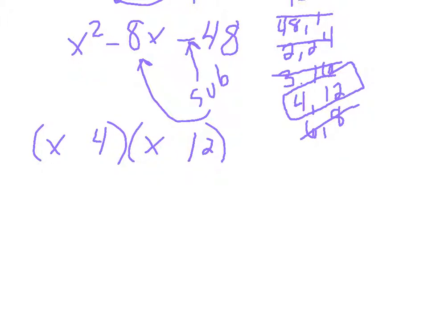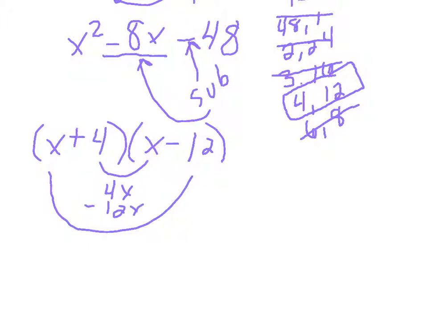What does matter is what sign you're going to have. Our 8x is negative. So that means that our 12 needs to be negative and our 4 needs to be positive so that we end up with a negative 8x. Double check your inners. Positive 4x, negative 12x. Indeed, when we combine them, we get negative 8x. Beautiful. There you go.